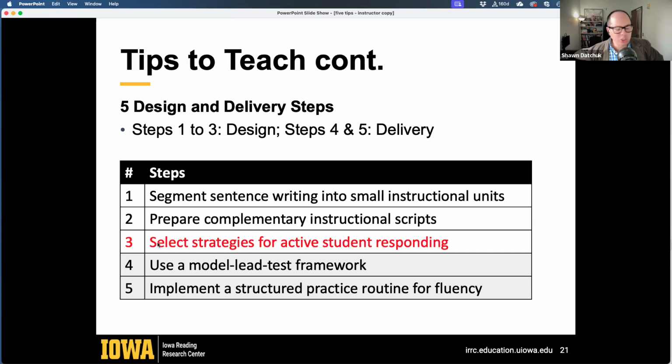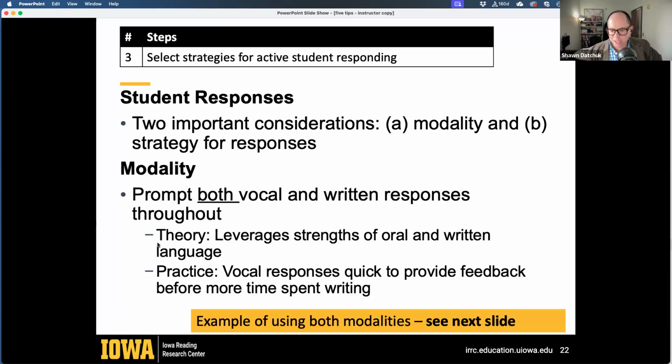Then you will need to select a strategy for active student responding. So as a part of that, we're going to have to figure out the modality, so how students are responding, and then a strategy for them to respond.